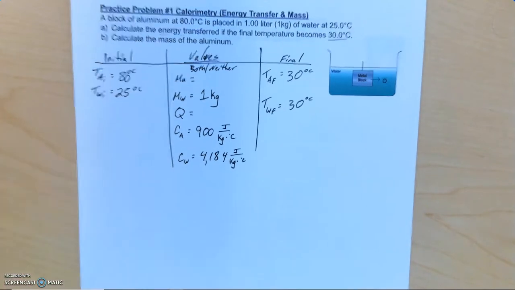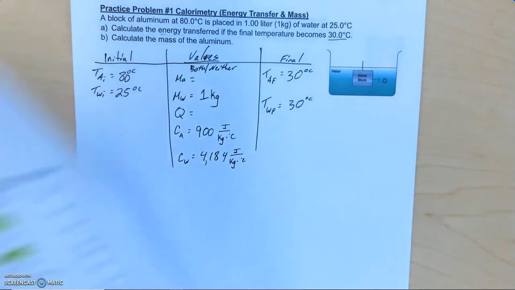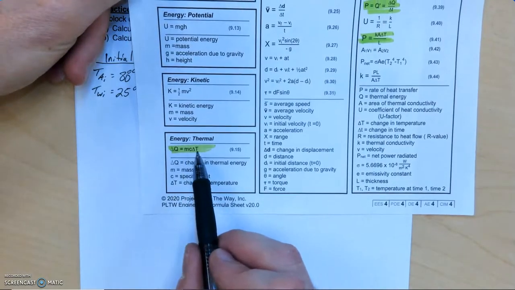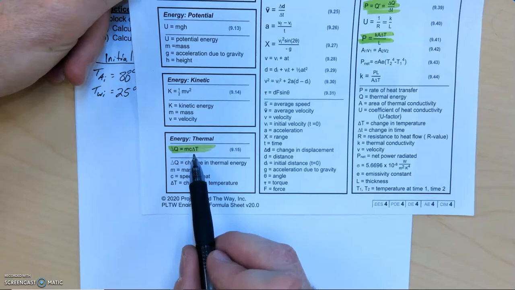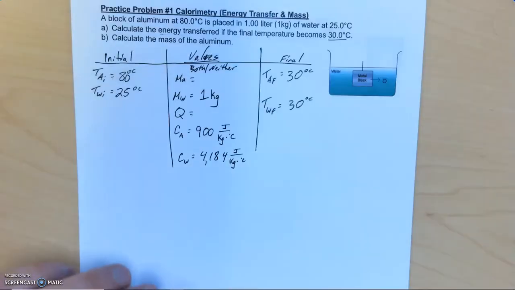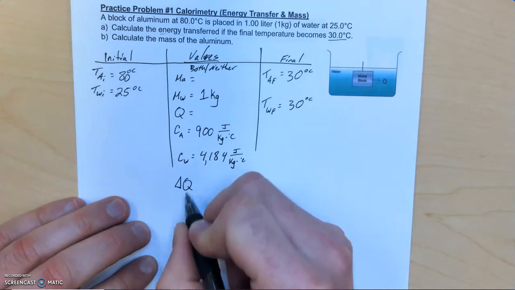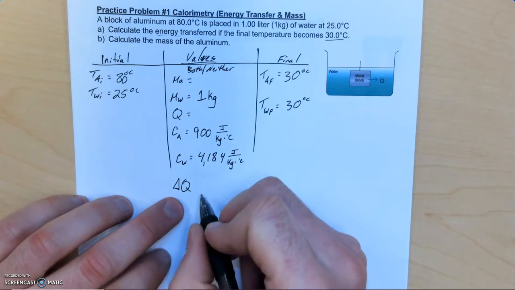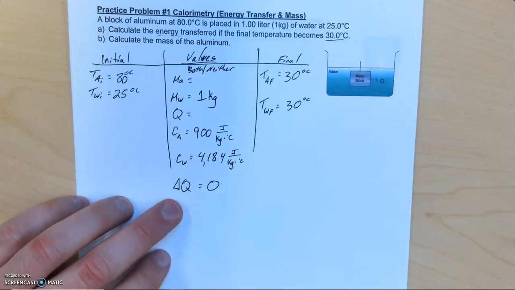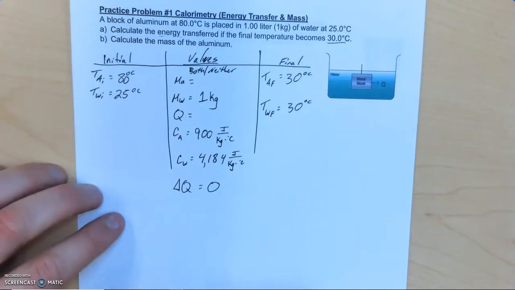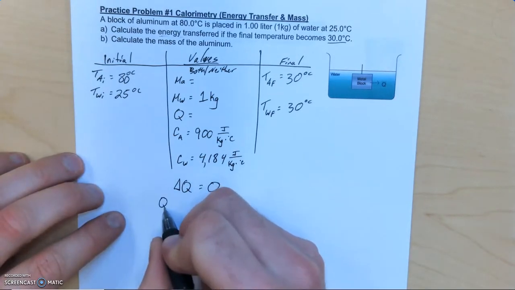Let's look at our formulas, what we're going to be using. So for the transfer of energy on our chart, we're going to be using Q equals MC times the temperature change. So let's write that down. We know that the change of our heat transfer needs to equal 0, because whatever happens, you can't gain or lose any energy. It has to go somewhere.